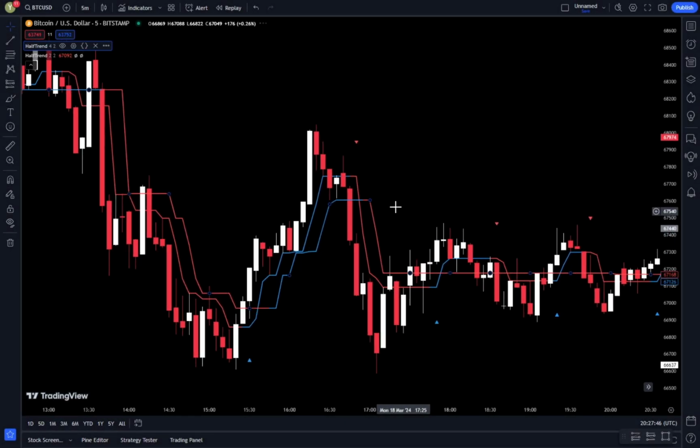So there you have it, a simple yet powerful scalping strategy that you can start using right away.